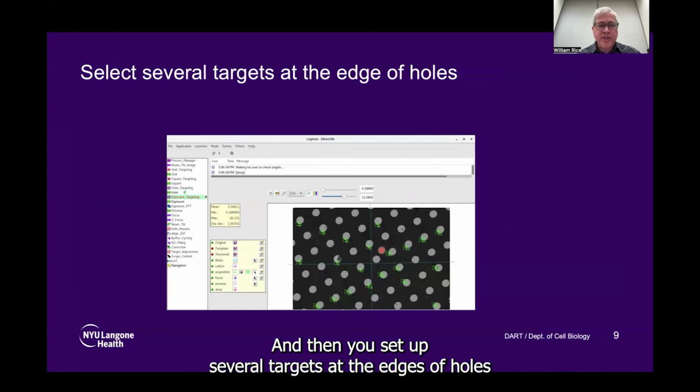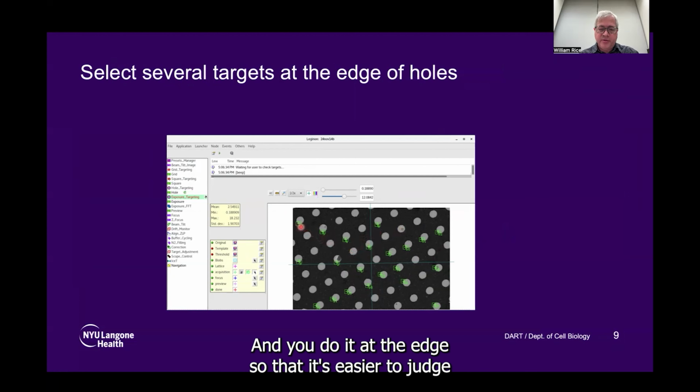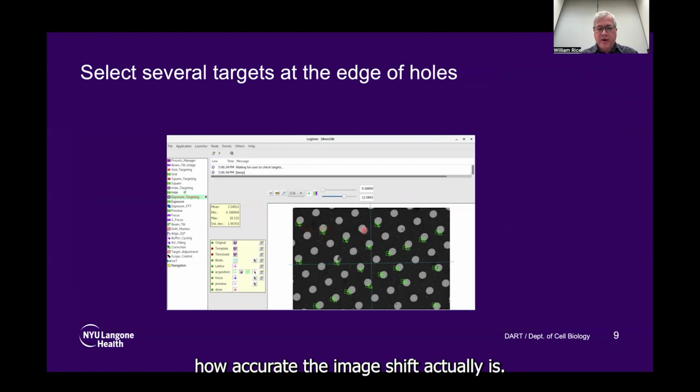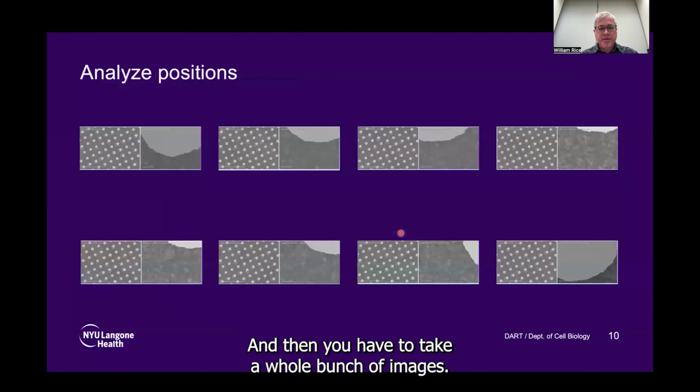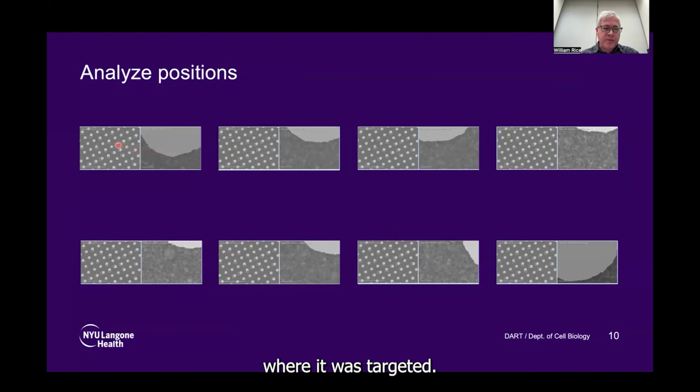And then you set up several targets at the edges of holes in various directions, and you do it at the edge so that it's easier to judge how accurate the image shift actually is. And then you have to take a whole bunch of images. And then in the web viewer, you can compare what it took versus where it was targeted.